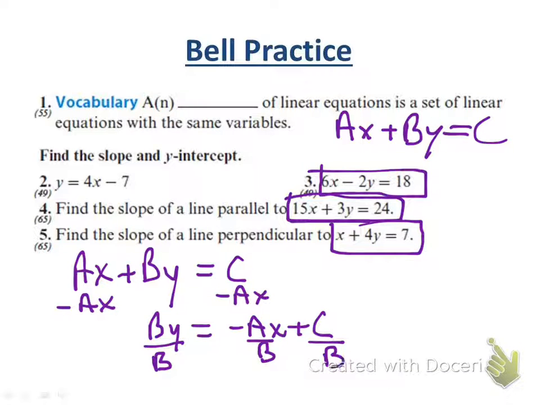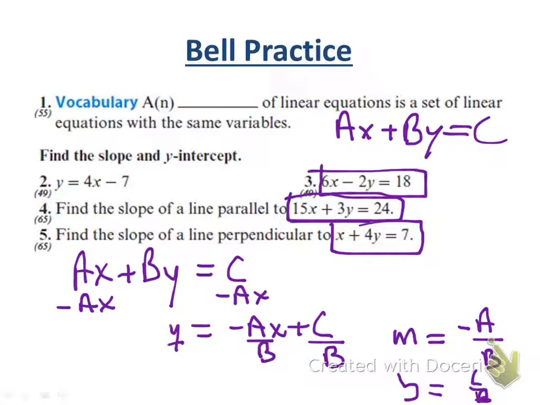And then we've got something here, don't we? Slope-intercept form, which means the slope of a line in standard form is -A over B. The y-intercept is C over B. Okay?